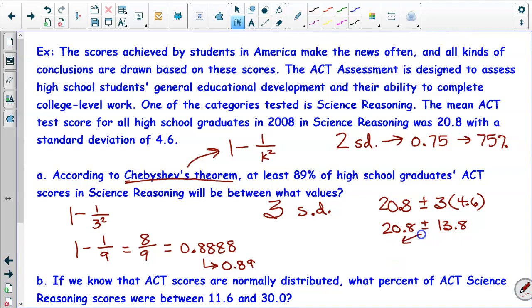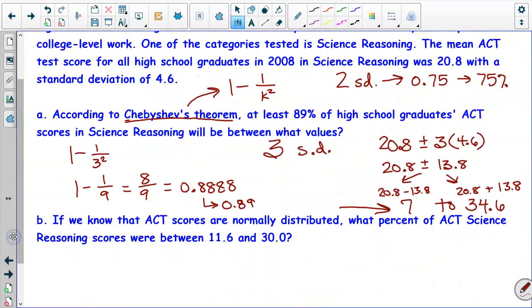So if I split that and do 20.8 minus 13.8 and then 20.8 plus 13.8. Okay. So what do I get? 7. And say it again. 34.6. So according to Chebyshev's theorem, at least 89% of high school graduates' ACT scores in science and reasoning will be between 7 and 34.6. Isn't that cool? And you can use Chebyshev's because it works for any distribution.